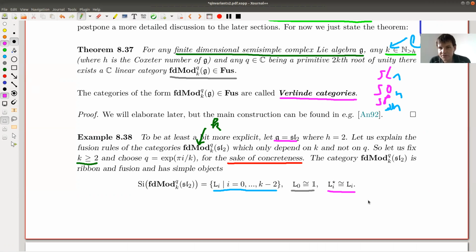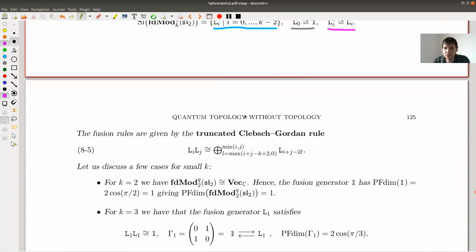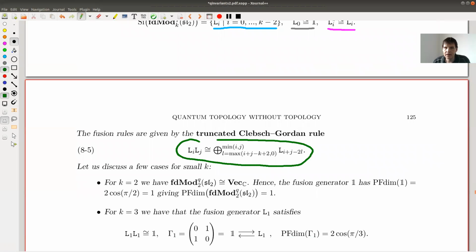And yeah, so you certainly have a growing number of simple objects. And the fusion rule for them is actually pretty easy. You can write down a closed formula. Don't look at it too much. It's not so important. Well, it is super important, of course, but it's not so important to get it right away. The point is, it's a closed formula. It's just a very easy closed formula, and it's called the Clebsch-Gordan rule.